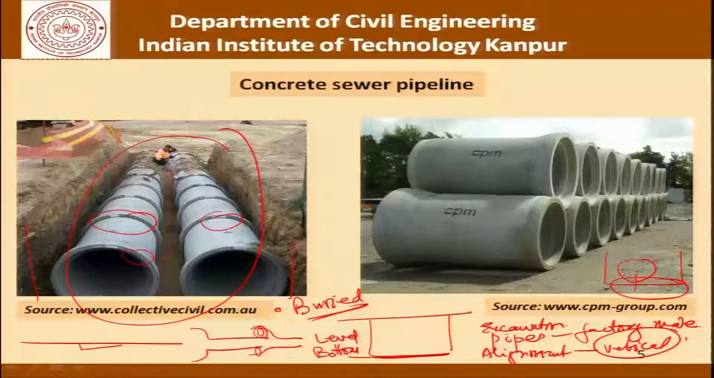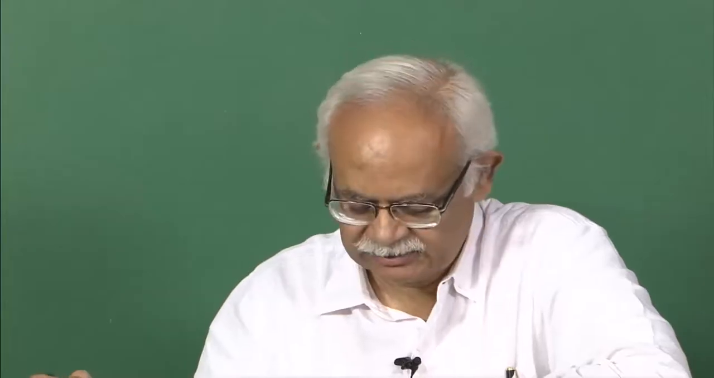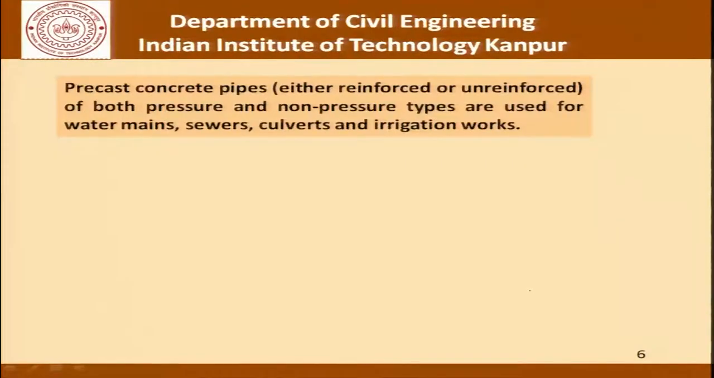So these are the kind of things that need to be borne in mind when we are writing the specifications to lay the pipeline and the contractors are executing the project. So now moving forward, precast concrete pipes, either reinforced or unreinforced, of both pressure and non-pressure types are used in water mains, sewers, culverts and irrigation works.